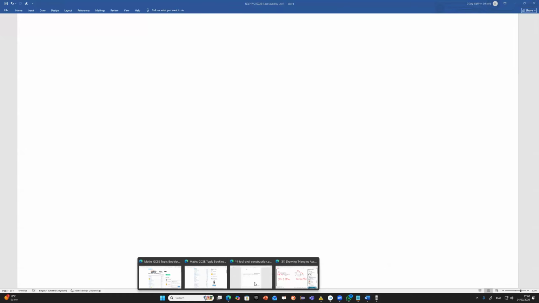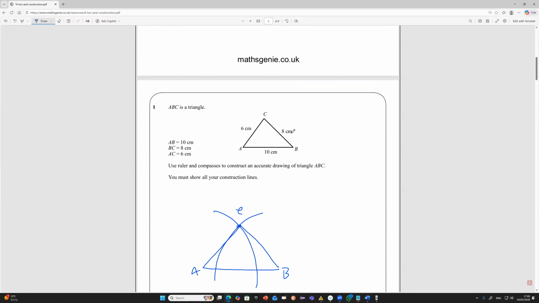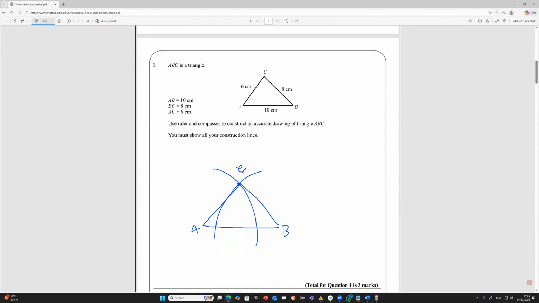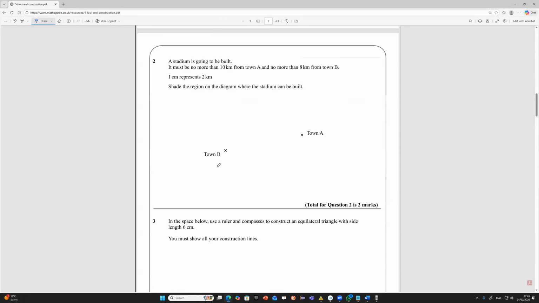So let's have a look at some other questions here. This is more for loci. That first question here is just what we did before. So you would have your 10 centimeters, open it to 6, draw the arc, open it to 8, draw the arc, and then join them up. That's just question one. Let me look at the different loci things they could ask you. We'll go through those, because have you done loci in class much? No, not yet. That's fine. We'll go through loci. It's quite straightforward.